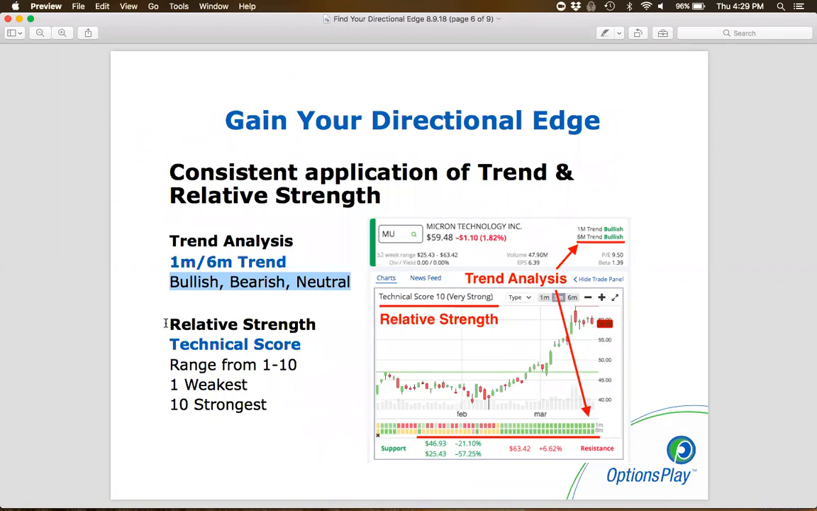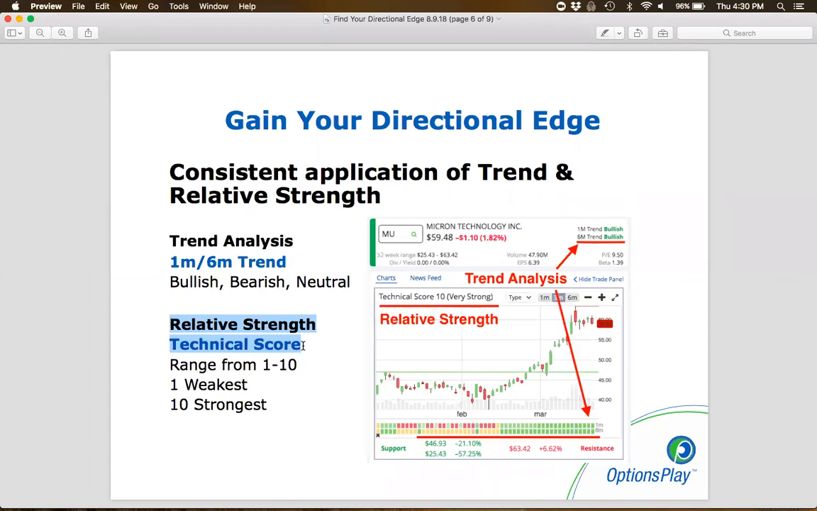Next, on relative strength, we calculate a technical score for you. And we do it very simple. We rank every stock on a score of 1 to 10. 10 are the strongest stocks in the market, 1 are the weakest stocks in the market. So 10 means a stock that's outperforming the market the most, and 1 are the stocks that are underperforming the market the most. So this gives you a quick way to quantify both the relative strength and the trend of a stock instantaneously on every single stock, and you know that if you're using OptionsPlay, you're going to have the same methodology day in and day out. That's how you're going to be able to gain consistency.